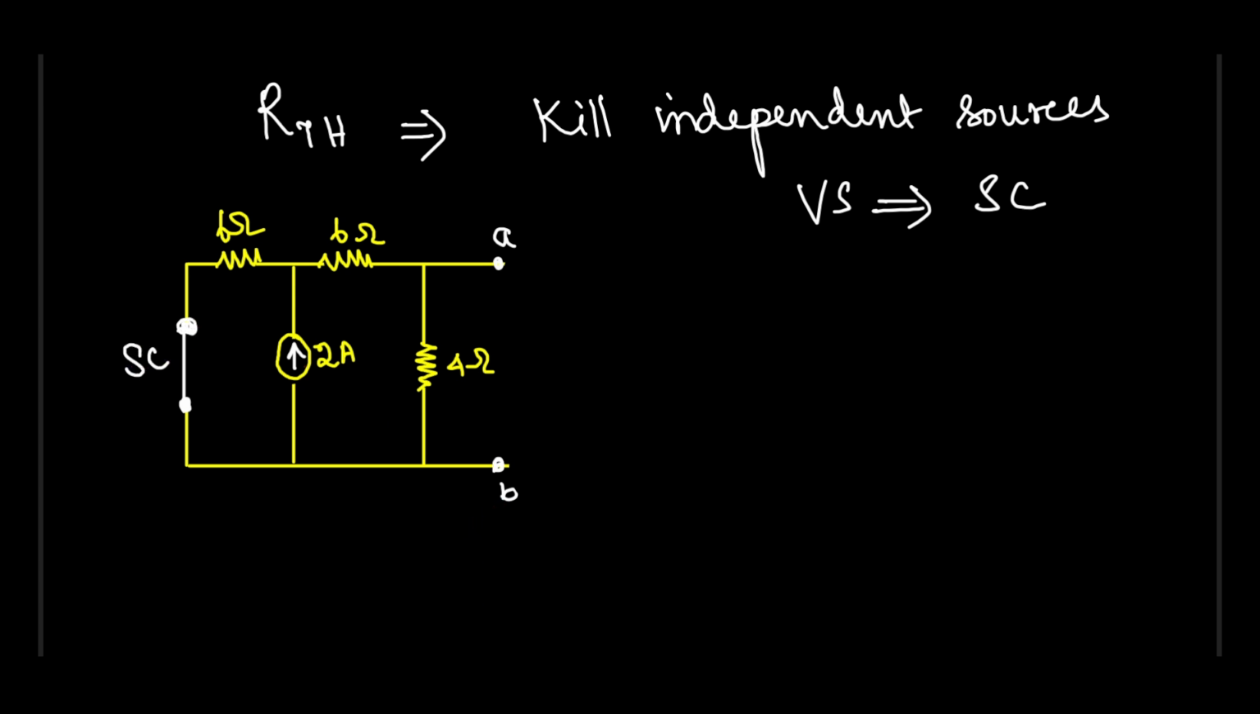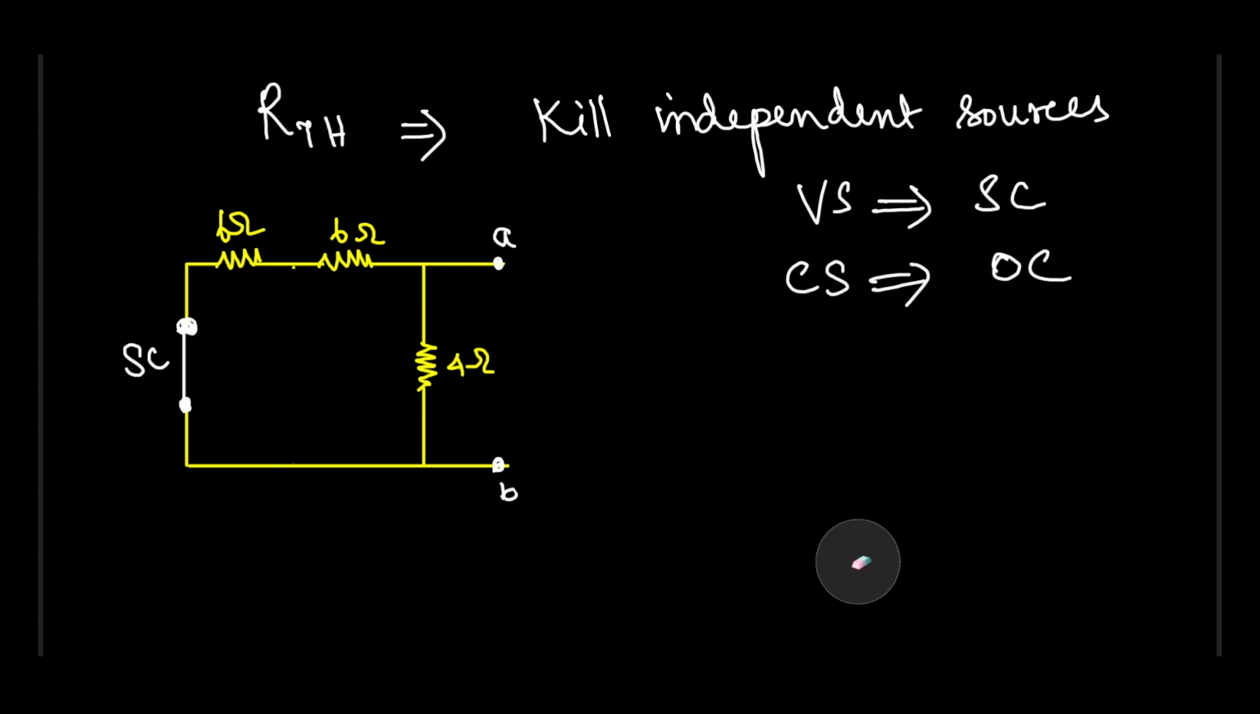And what about this current source? It's also independent, right? So current source must be open circuited. So it should be open simply at this point. So opening this is actually nothing but leaving this particular branch itself. So you get this much very simplified circuit, and you will get this RThevenin by looking into this equivalent resistance.